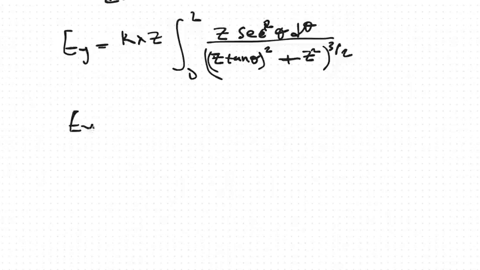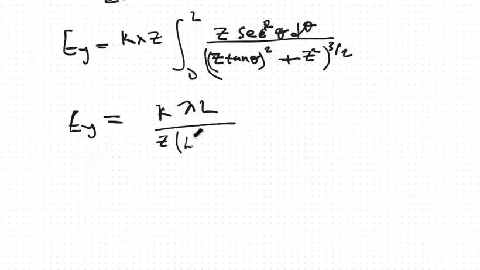Then Ey will be equal to k lambda L divided by z into L squared plus z squared to the power 3 divided by 2, in the y hat direction.